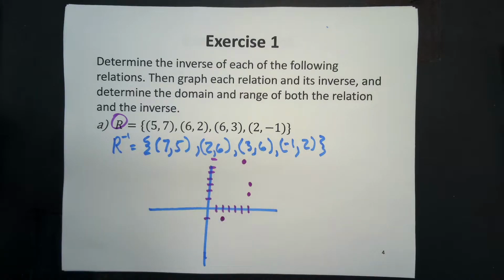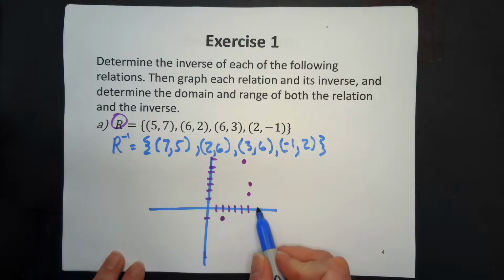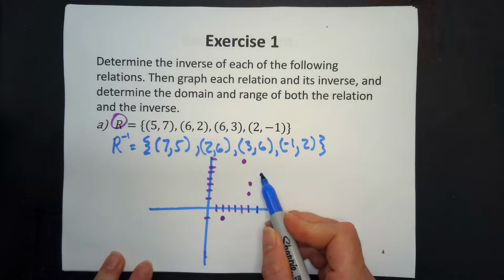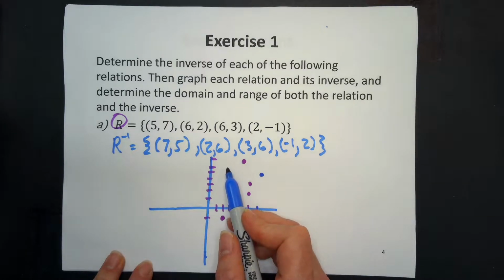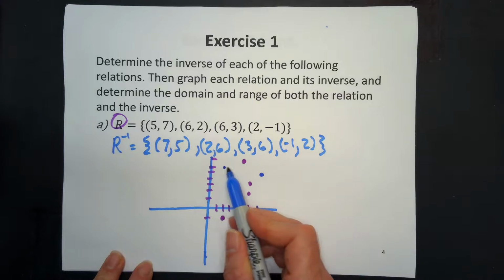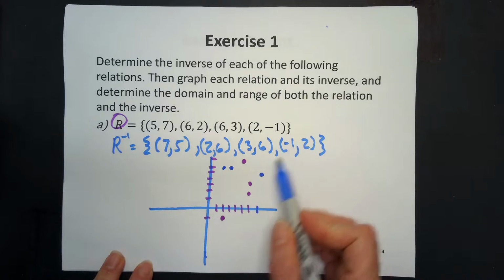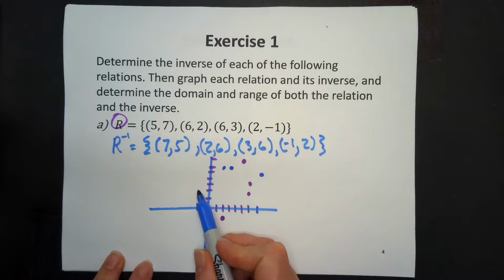So that would be our original r. Our new r inverse, we would go over 7 and up 5. So 1, 2, 3, 4, 5 would be right here. And then we'd go over 2, up 6. So 6 would be right here. And we'd have over 3, up 6, which would be right here. And the last one, left 1 and up 2.